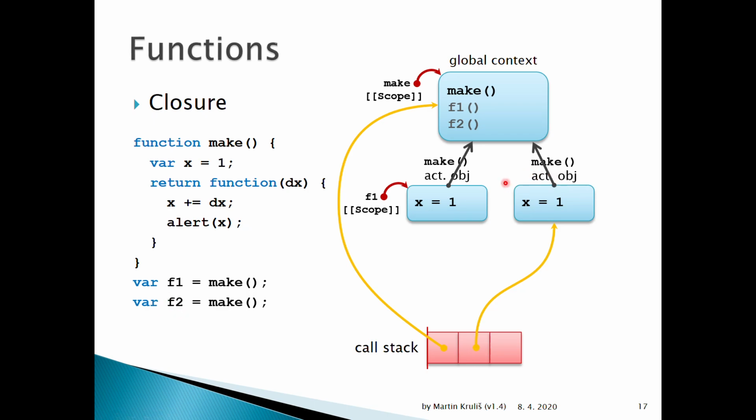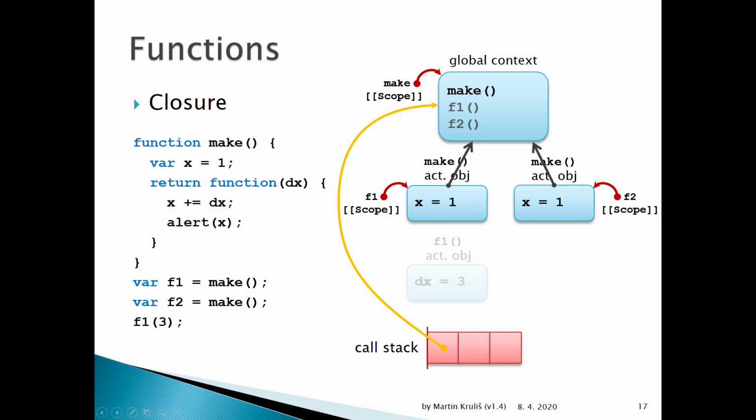So another new activation object will be created. This object will also have variable x initialized to 1, and the newly created f2 function will capture this newly created activation object as its scope.